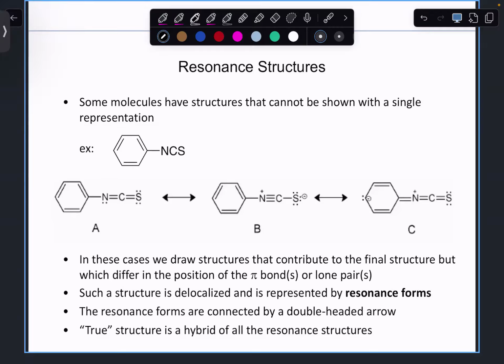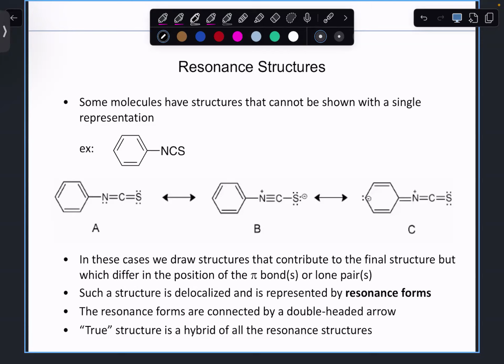In the same way that if you take the color red and you mix it with the color blue, that's how you get purple. If you look at a purple object, it's not sometimes red and sometimes blue. It's just a mix of those two colors that is always purple. That's kind of the way resonance works.